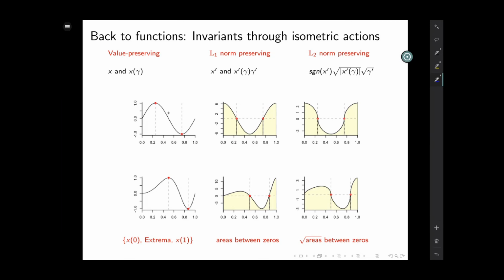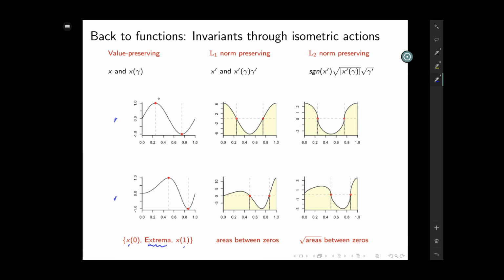So if I have a function and I have the corresponding warped version of the function with the gamma, we've noticed that when I compose X with gamma, the image is entirely preserved. The values do not change. So essentially, what is unique to an entire orbit of X are only the ordered set of extrema, that is the local minima and the maxima, and the values at time 0 and time 1.